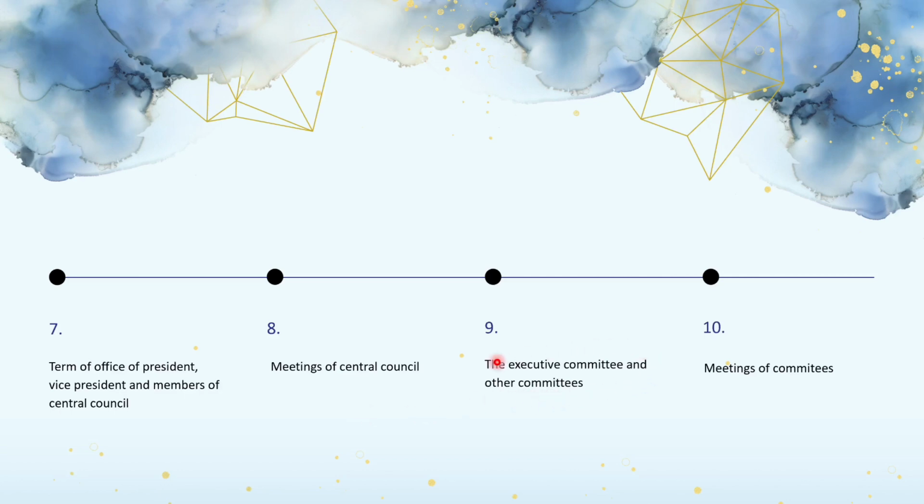Now let's deal with point number 9, the Executive Committee and other committees. The Central Council shall constitute from amongst its members an executive committee and such other committees for general or special purposes as the Council deems necessary to carry out the purposes of this Act. And point number 10 deals with the meetings of committees.